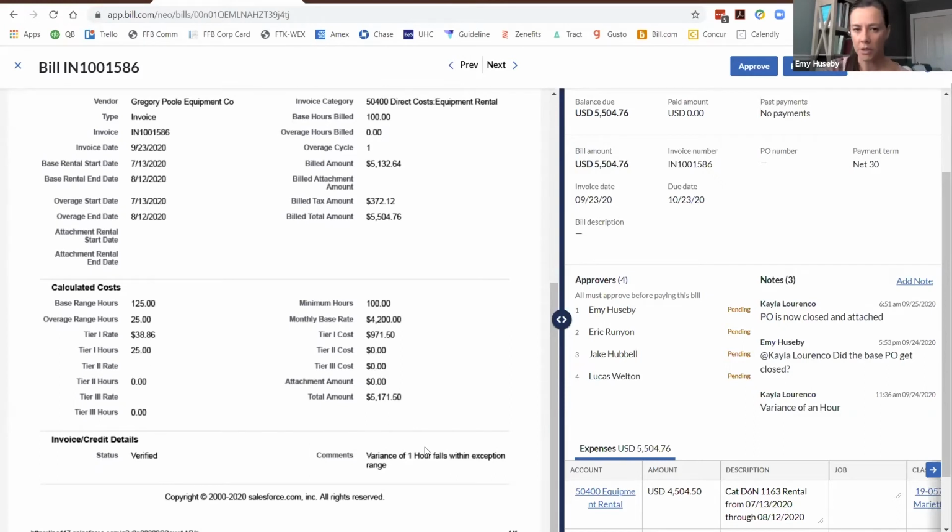You have the option to say, nope, I had an agreement on site with Gregory Pool that they were not going to bill us for these overage range hours or the overage hours because there were issues with the machine or that sort of a thing.